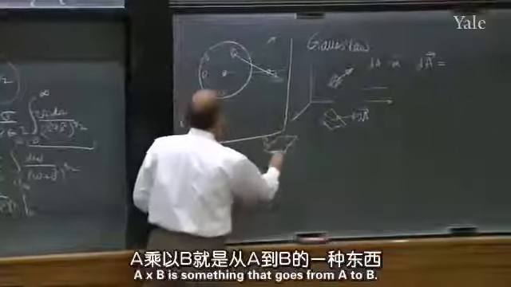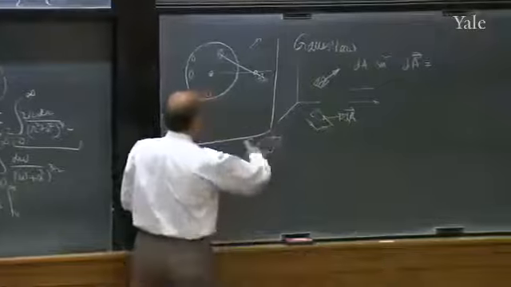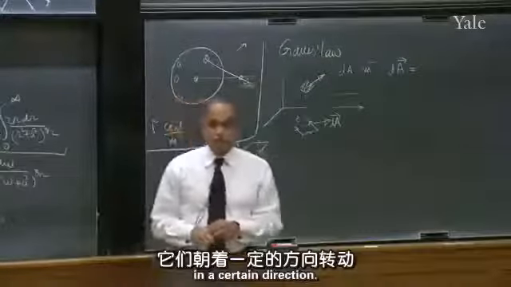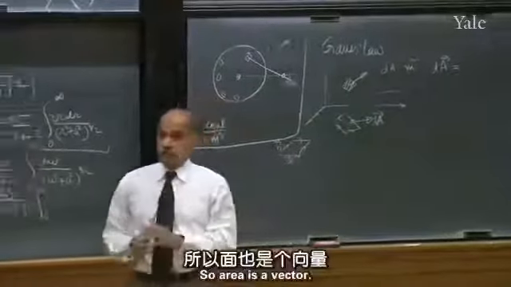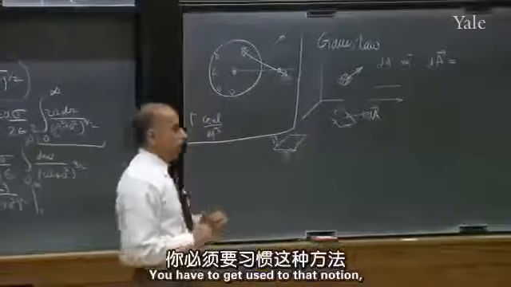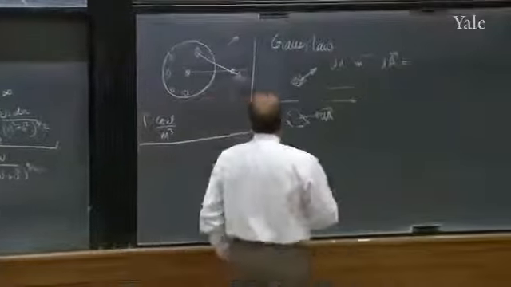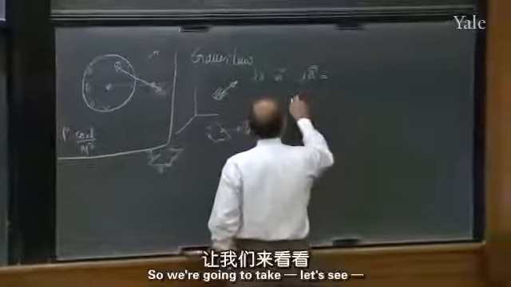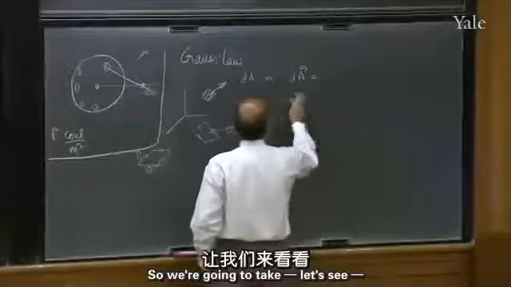A cross B is something that goes from A to B. Or for an area, you draw arrows around the edge in a certain direction. So area is a vector. So you have to get used to that notion, along with all the other vectors you know. But now I'll tell you why that becomes useful. So we're going to take, let's see.